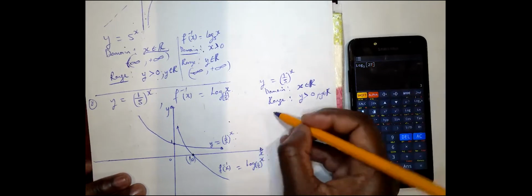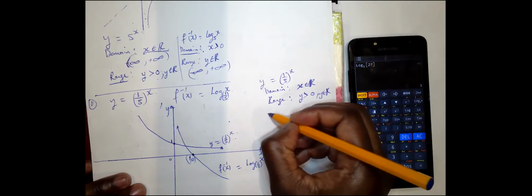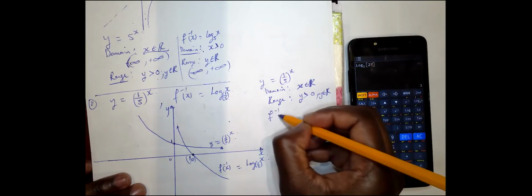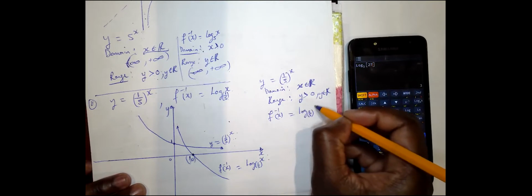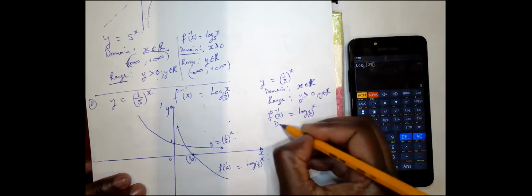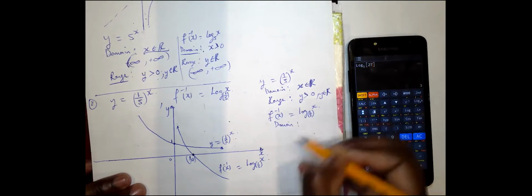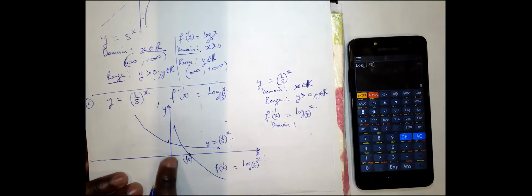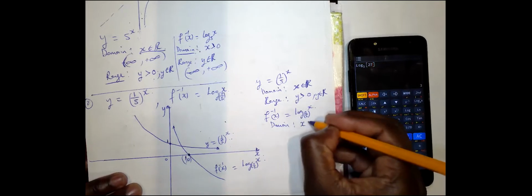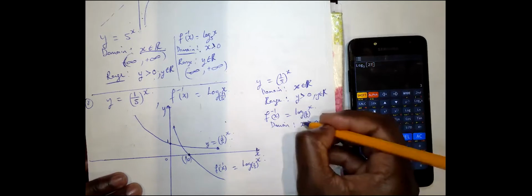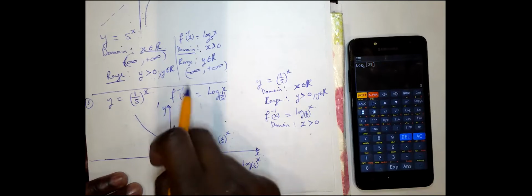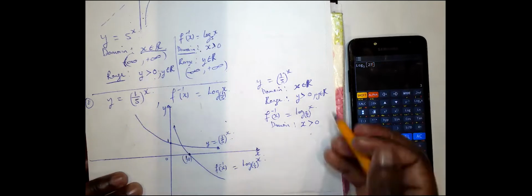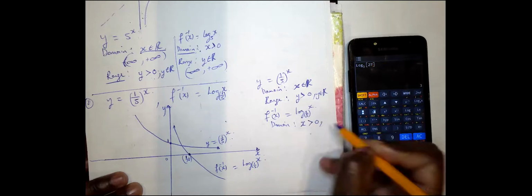Now let's go on to the second one, where we are saying f of -1 of x is equal to log base 1 over 5 of x. Now what will be our domain there? Domain is x values. As you can see, the x values are restricted here, so it's going to be x greater than 0. It will never touch the y-axis, but just approaches the line x equals 0, which is the y-axis.